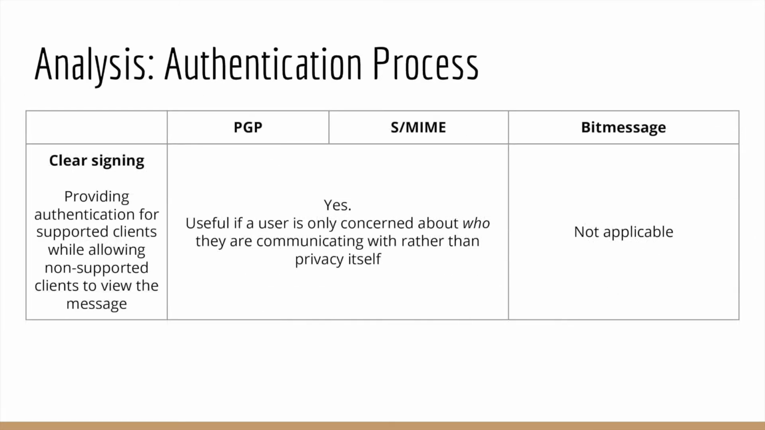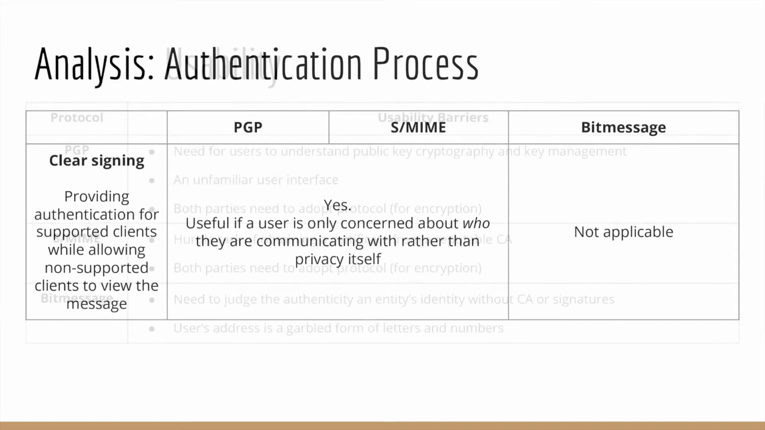Both S/MIME and PGP have the ability to provide clear signing, which provides the authentication of a message, while still allowing non-supported clients to view it. It is useful if a user is only concerned about who they are communicating with, rather than privacy itself.